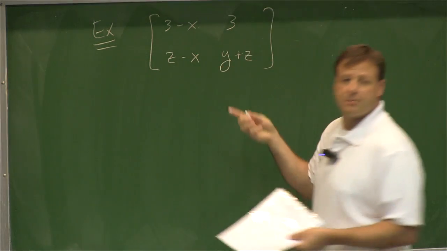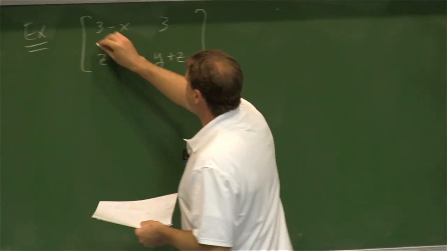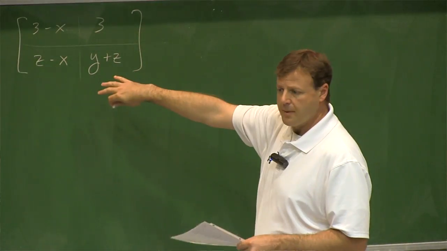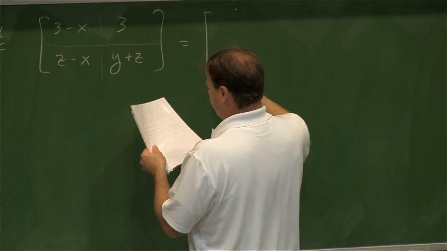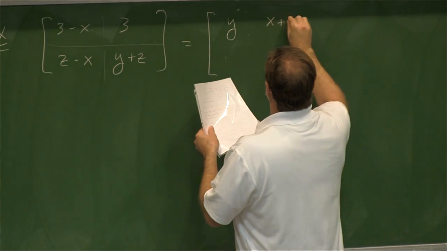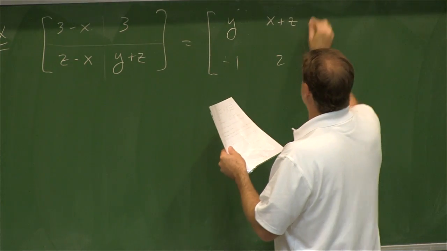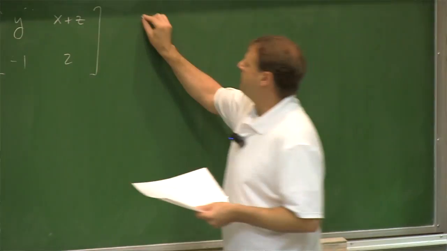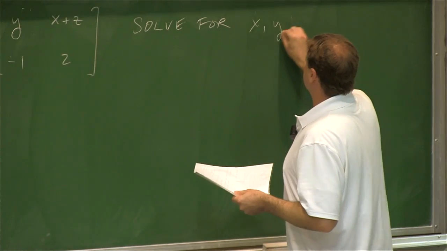So that's a matrix, but it's got variables in the entries now. And if it helps you, make a little grid there. I'm thinking of this as a 2 by 2 matrix. And then I'm saying that that matrix is equal to this matrix, x or y, x plus z, negative 1, 2. And then the command would be solve for x, y, and z.